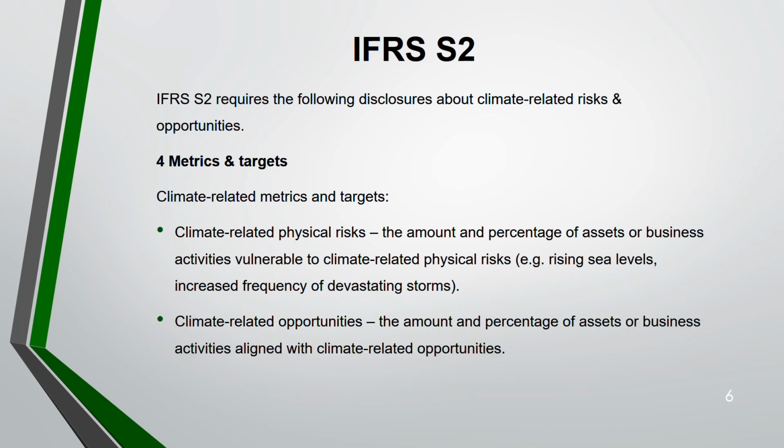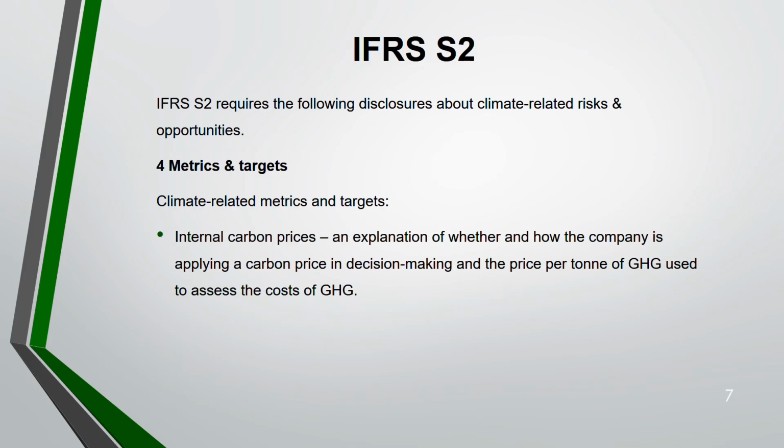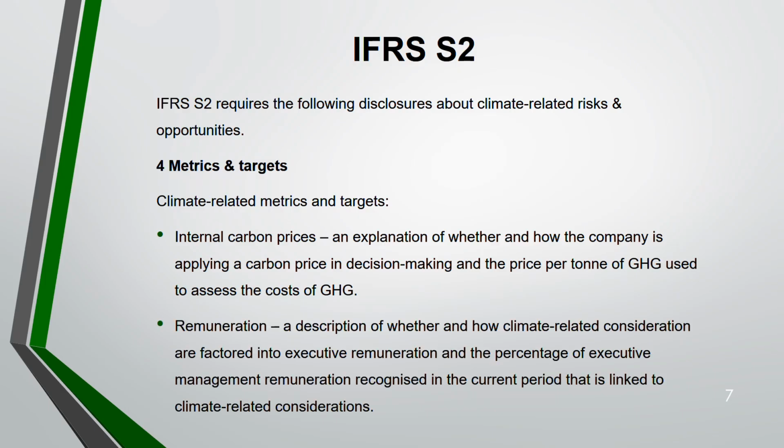Okay. Next, climate related opportunities: the amount and the percentage of assets or business activities that are aligned with climate related opportunities. Then capital deployment: the amount of capital expenditure, financing or investment towards climate related risks and opportunities. Then internal carbon prices: an explanation of whether and how the company is applying a carbon price in decision making, and the price per ton of GHG that is used to assess the cost of GHG. What is GHG? Greenhouse gas.